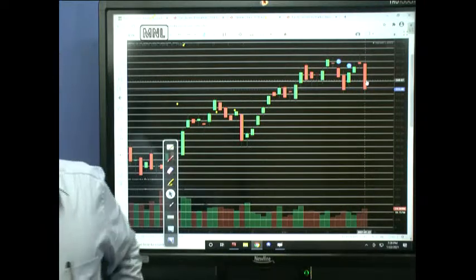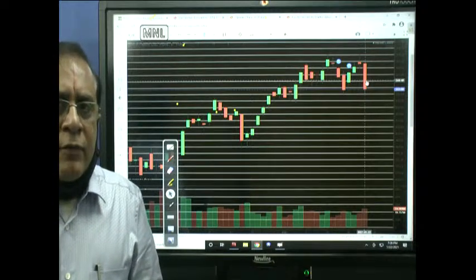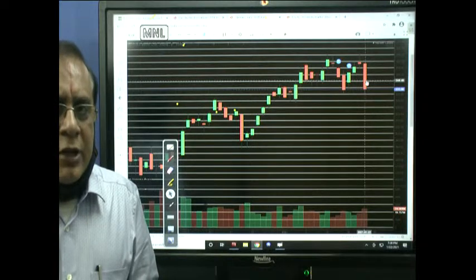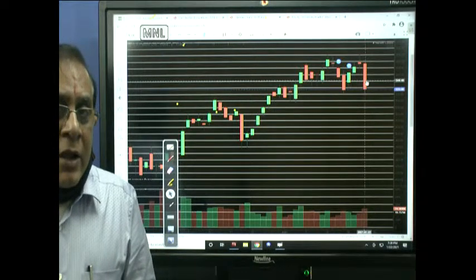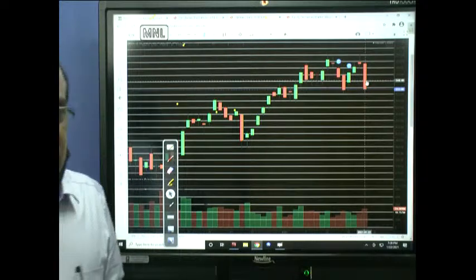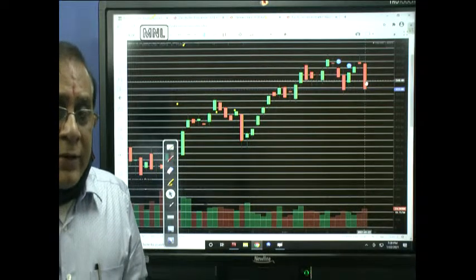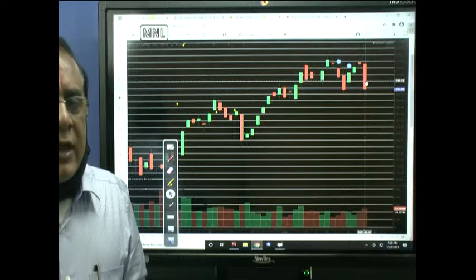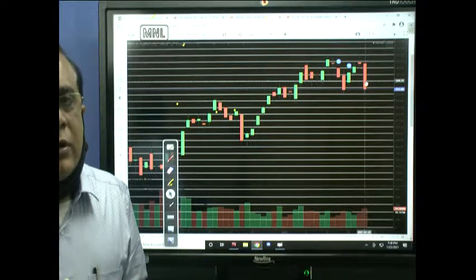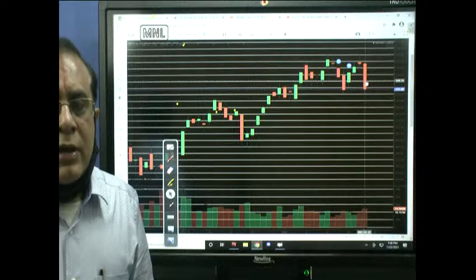So try this out: if the market opens in proximity to yesterday's close, the previous day close, then you buy a call and you buy a put, because you are directional neutral. Either way, one of them will give profit, the other will make a loss. But compared to the previous day, if the range expansion is going to take place, then in that case you are going to make some money out of that.